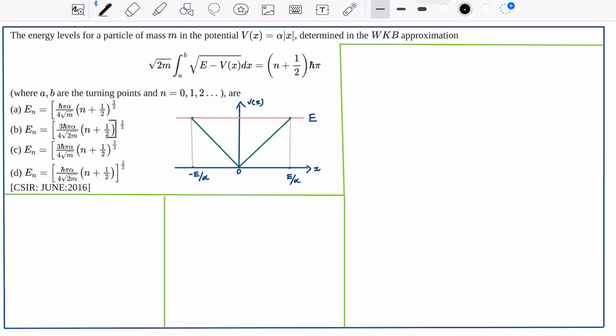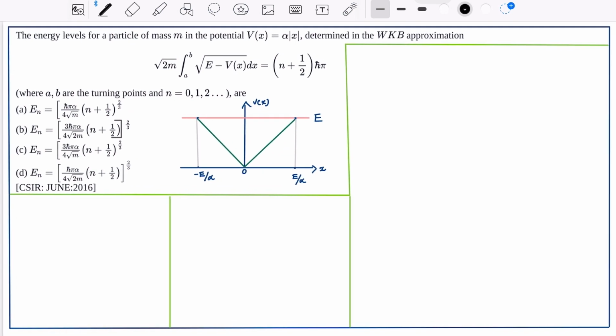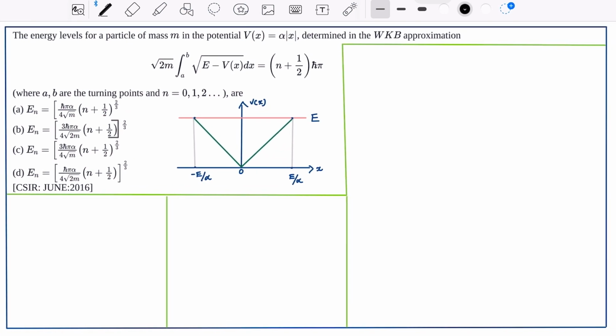So in the question, we have to find out the energy levels of a particle of mass m in the potential V of x equal to alpha mod x, and we have to determine the energy levels using the WKB approximation.